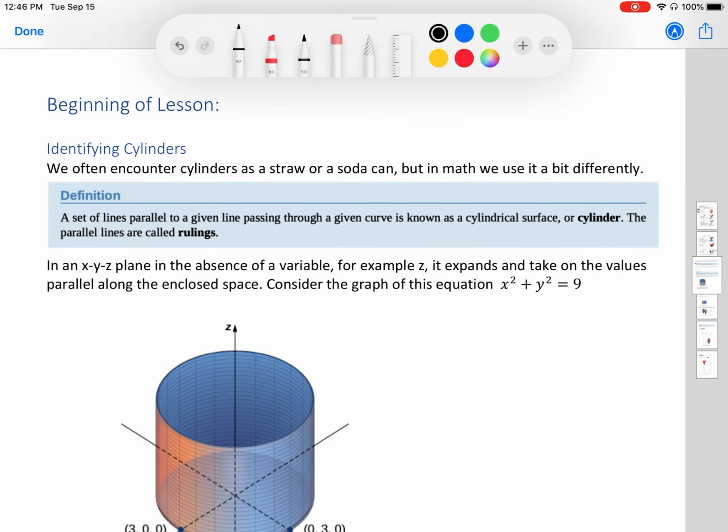So this was the beginning of your lesson. Identifying cylinders. We often encounter cylinders as straws or a soda can, but in math, we use it a bit differently. So this is our definition of a cylinder. A cylinder is a set of lines parallel to a given line passing through a given curve, such as a cylindrical surface or a cylinder. The parallel lines are called rulings.